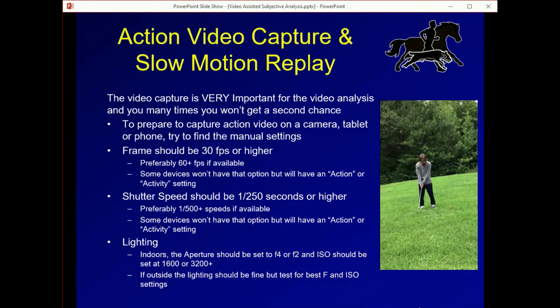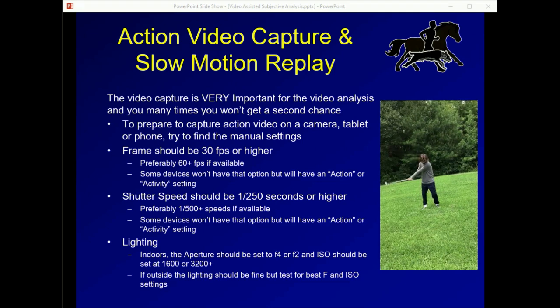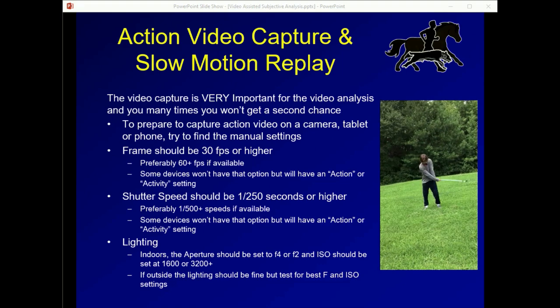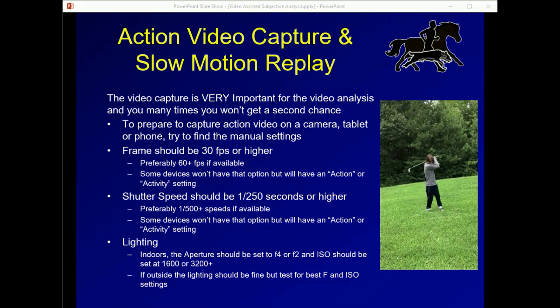Just to review, it is very important that the captured video is of good quality, as we cannot change it once it is captured. We will need to set the capture camera up appropriately, as we may only get one chance to catch the action. To prepare to capture action video on a camera, tablet, or phone, try to find the manual settings.